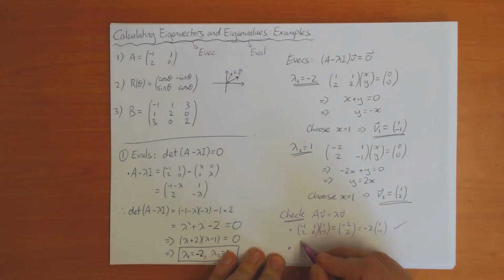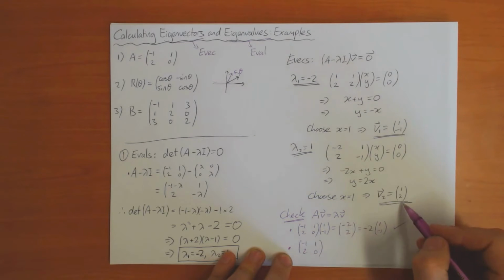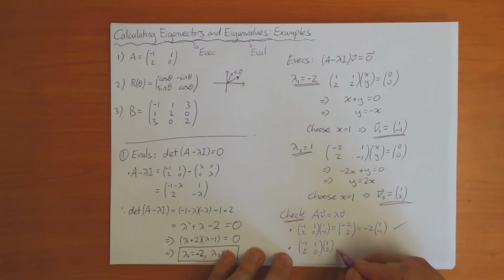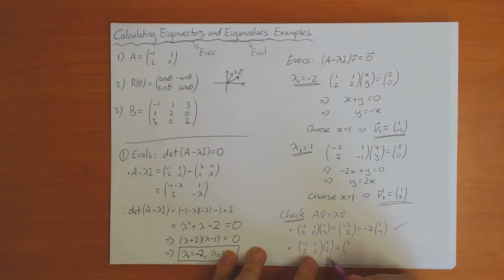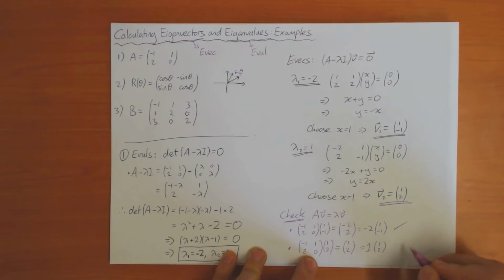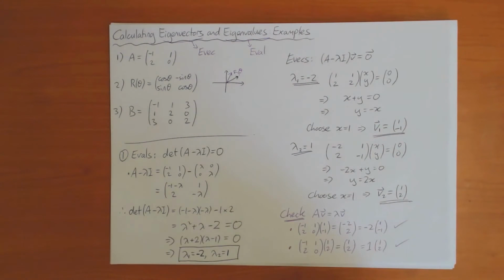Okay, and we check the second one too. So here the eigenvector I found was 1, 2. So I get minus 1 plus 2 is 1. 2 plus 0 is 2. So this equals 1 times 1, 2, which again works.